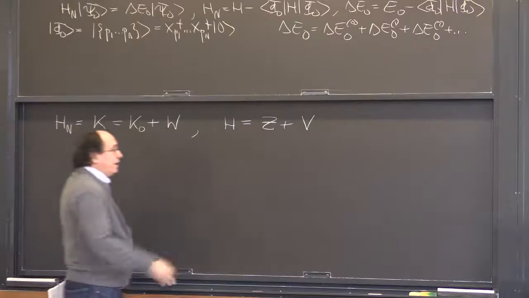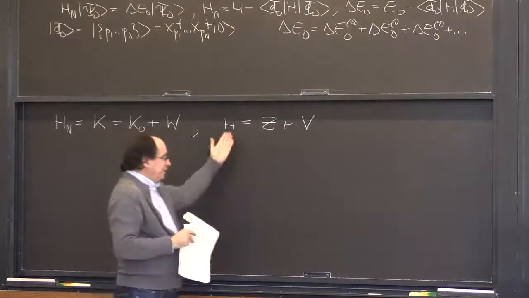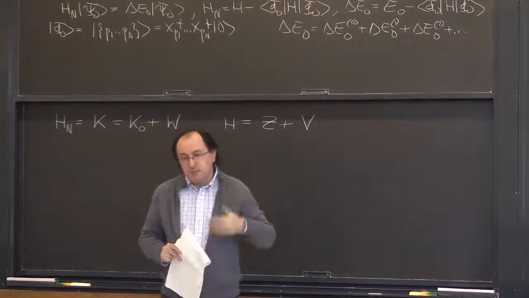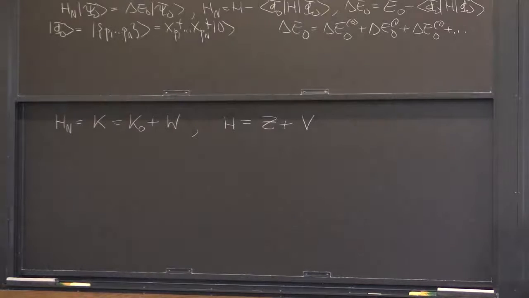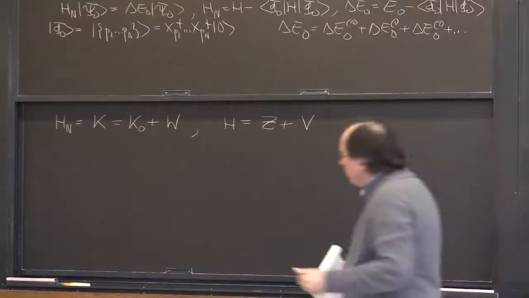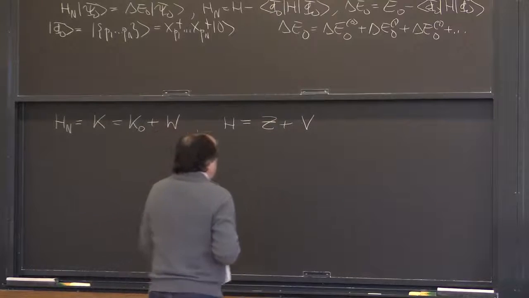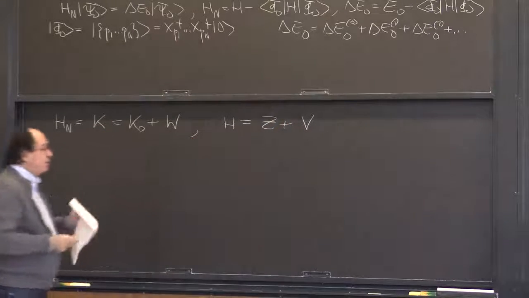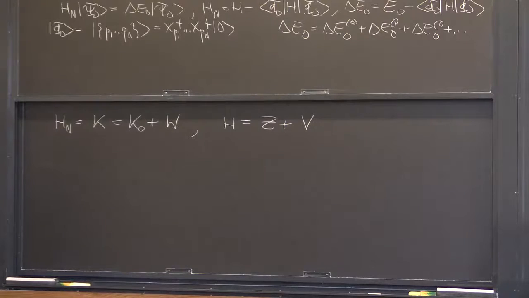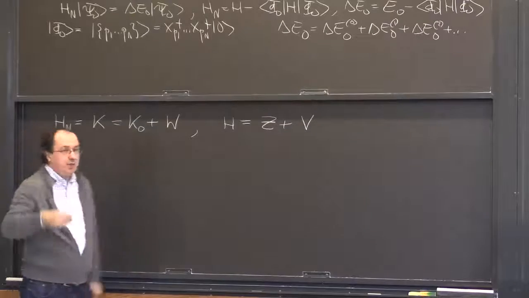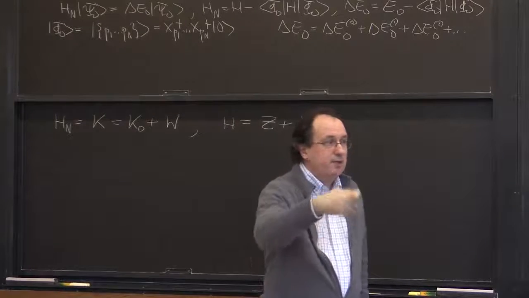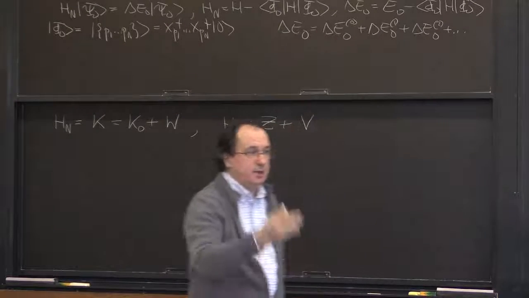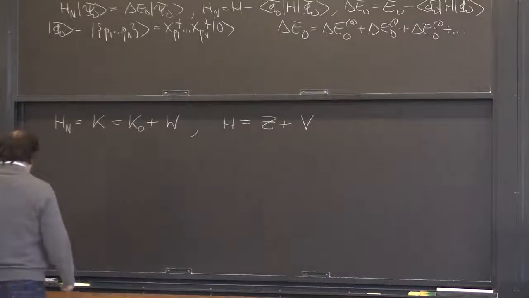In any case, as I already commented last time, this decomposition of the Hamiltonian suggests that maybe we should just treat Z, the one-body part of the true Hamiltonian, as the unperturbed problem, and then V as a perturbation. But that's not a good choice, because the perturbation would then be too big, and we would have a hard time converging this for any problem of interest. So we have to do better than that. We have to define our K0 such that we incorporate in it already some information about the interactions, as much as we can, without making it too complicated.